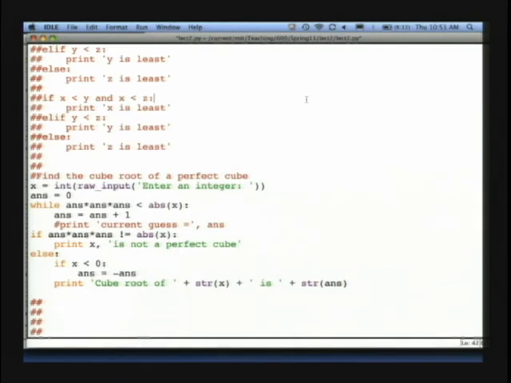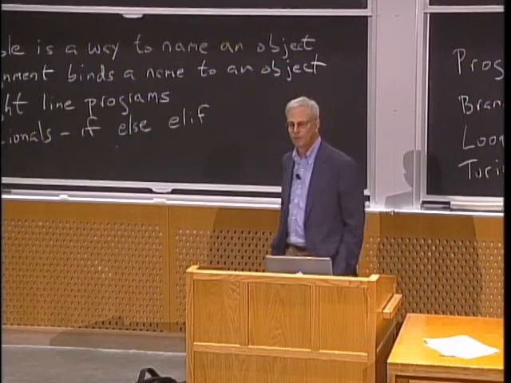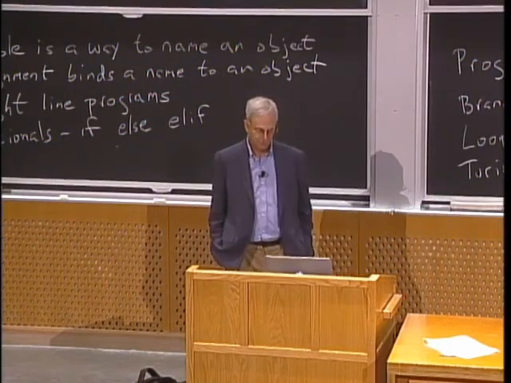We could print where we are. I put those sort of things in as debugging statements. If ans times ans times ans is not equal to the absolute value of x, when I finish the loop, then I'll print x is not a perfect cube. Otherwise, I have to do something to deal with positive and negative values.